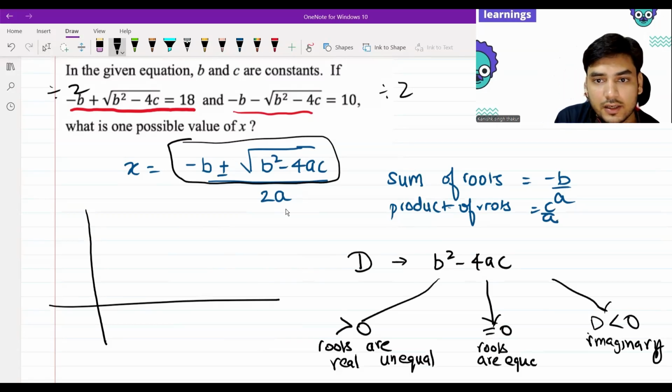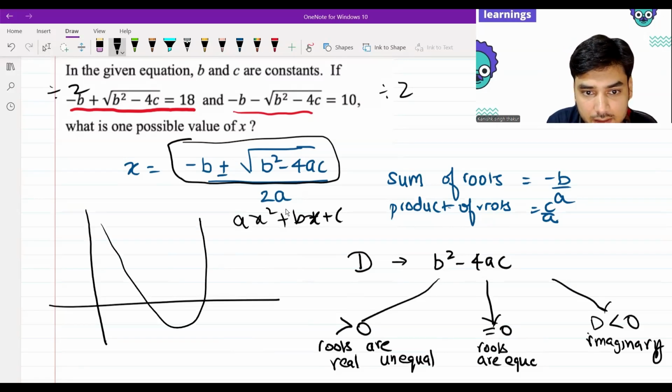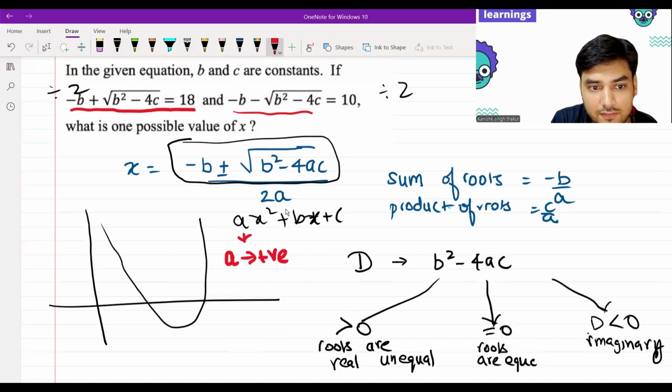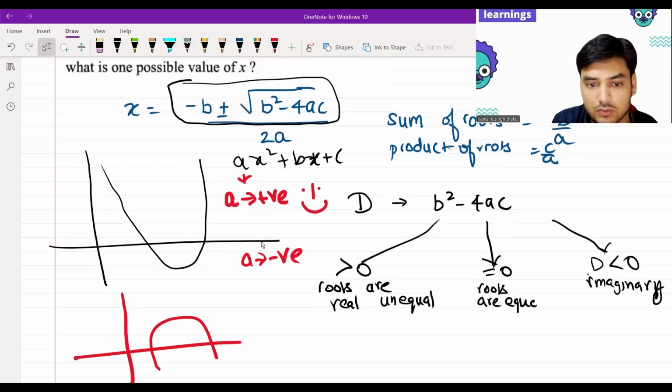One more thing. The quadratic equation, I can represent it as ax square plus bx plus c. So if D is greater than 0, then it is cutting the x-axis. And remember one thing which is very important, this a will decide your concavity, whether your graph is concave upwards or concave downwards. If a is positive, your graph will be concave upward. You can remember it by: in positive circumstances, you smile. So your graph will be like a smiley face. Now, if a is negative, then your graph will be concave downwards.